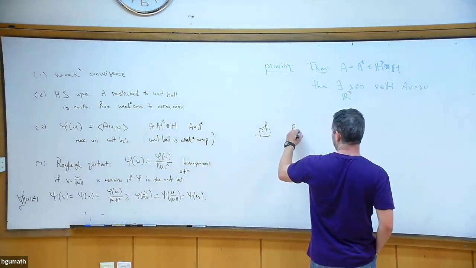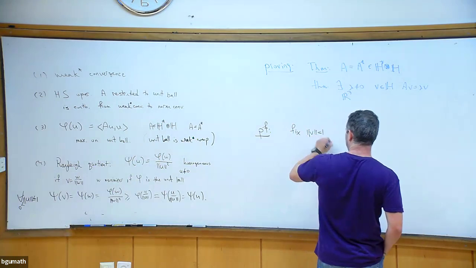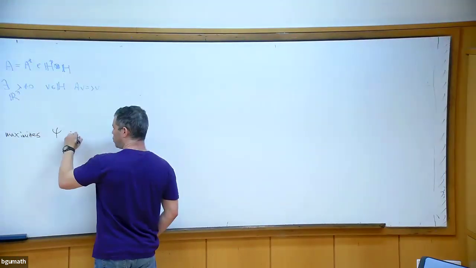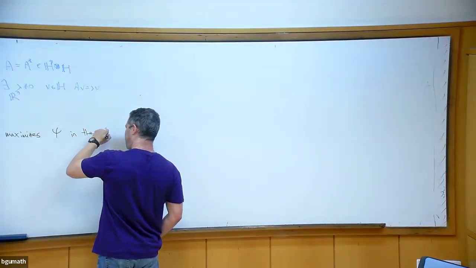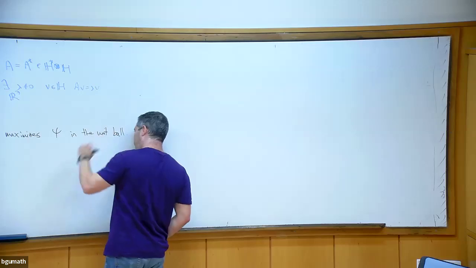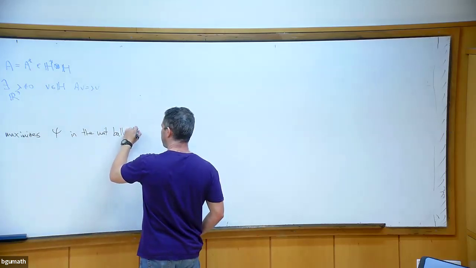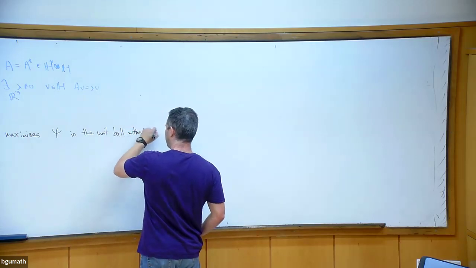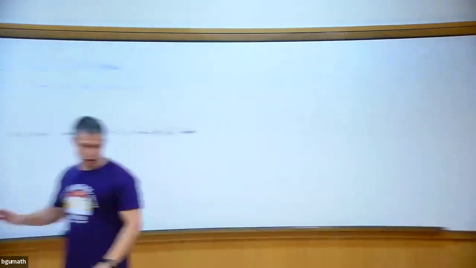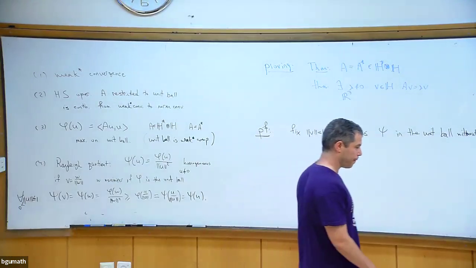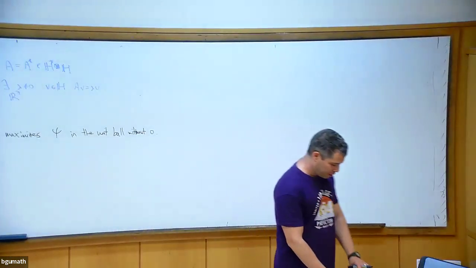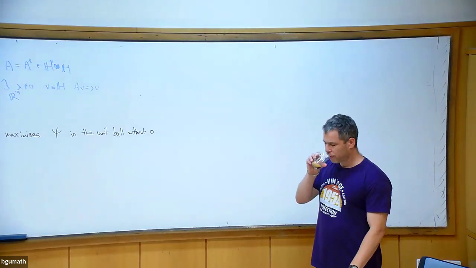Fix V of norm 1, which maximizes psi in the unit ball. Unit ball, I mean, without 0, because psi is not defined on 0. So you fixed our V, which is the same V that I wrote down on the left side.